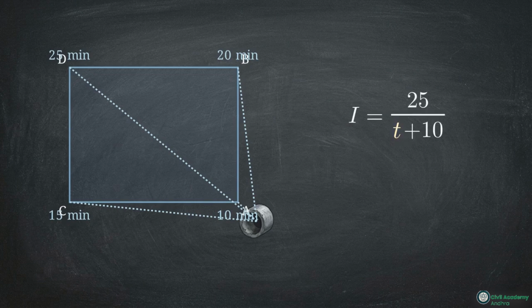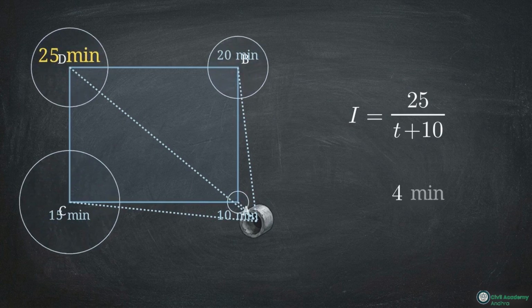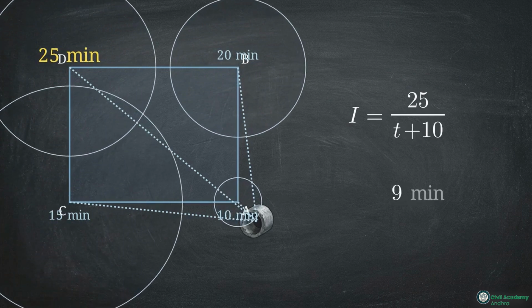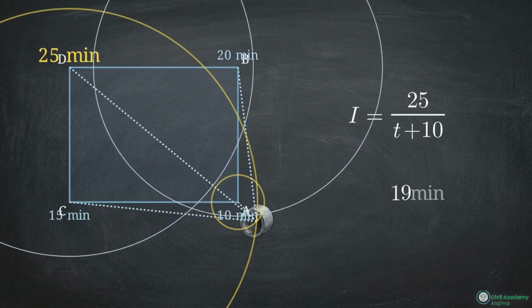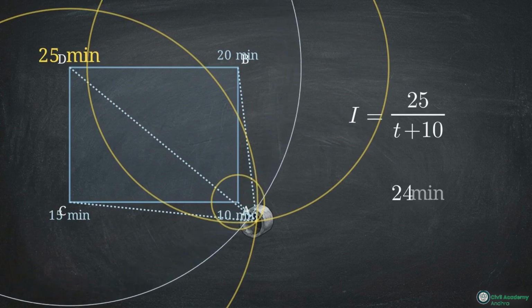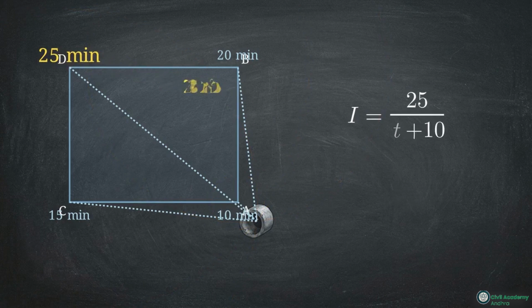The storm's intensity for this plot follows the formula 25 over T plus 10. Pause the video for a moment. To design the system for maximum flow, which of those 4 times should you plug in for T? You must use the longest time of concentration, which is 25 minutes. The sewer will only experience its absolute maximum flow when the water from the furthest corner finally reaches the drain, meaning the entire plot is contributing simultaneously.